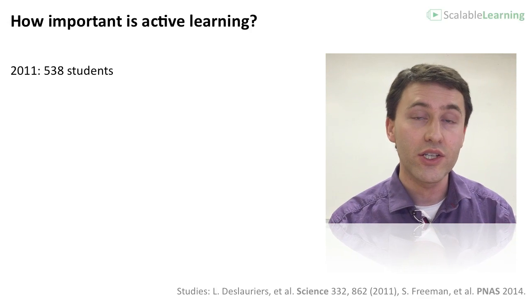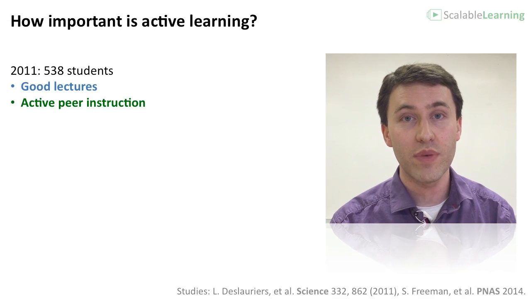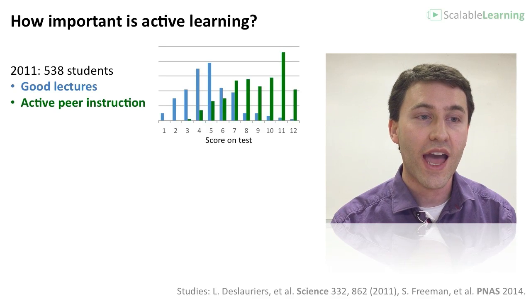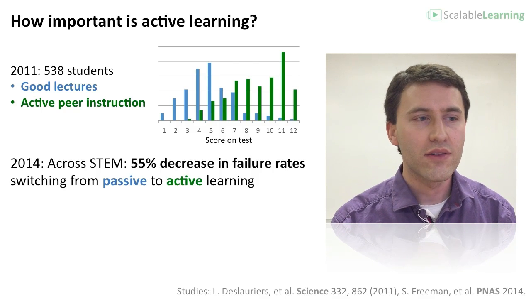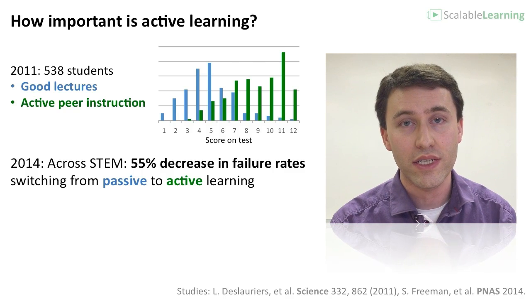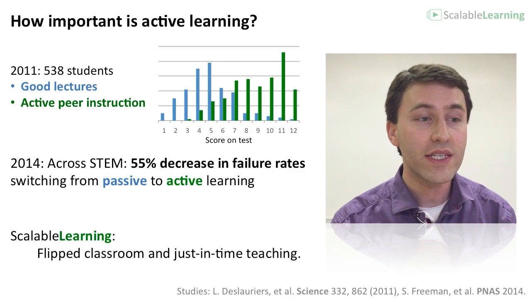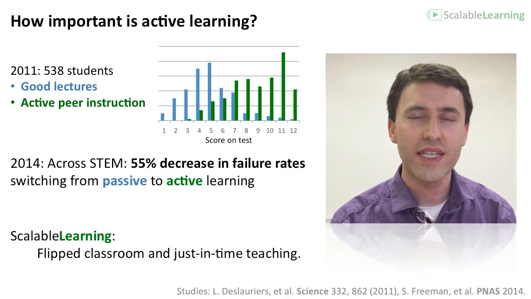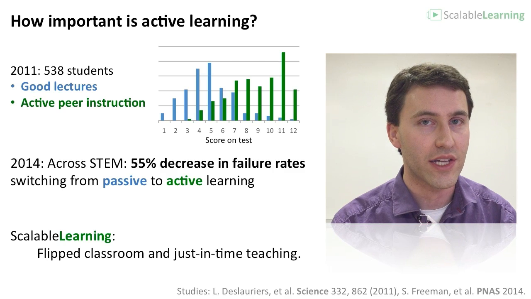So how important is active learning? Well, there was a great study in 2011 that compared students who got good lectures to students who did active peer instruction in the classroom. And they found that the effects of switching from good lectures to active peer instruction were very dramatic. Big improvements in how the students did. There was another study in 2014 that showed about a 55% decrease in failure rates if you switch from passive instruction in the classroom to active teaching methods. And this is what Scalable Learning does. It's a tool that helps teachers flip their classroom and take advantage of learning how the students did online to do just-in-time teaching in the classroom.